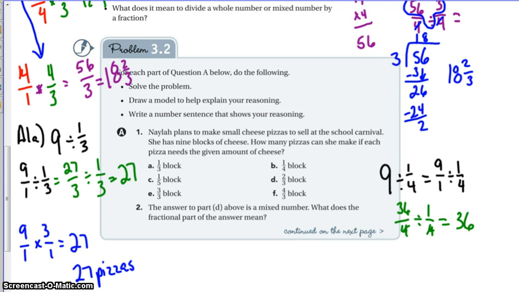All right, and then again in blue, my second method would be to multiply by the reciprocal. So I'm going to take 9/1 times 4/1, because 4/1 would be the reciprocal of 1/4, and that equals 36/1, which would be the same thing as 36, and she can make 36 pizzas from the 9 blocks of cheese using 1/4 of a block.